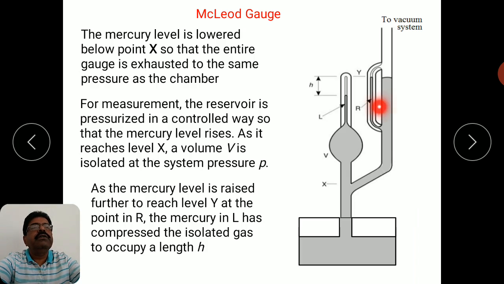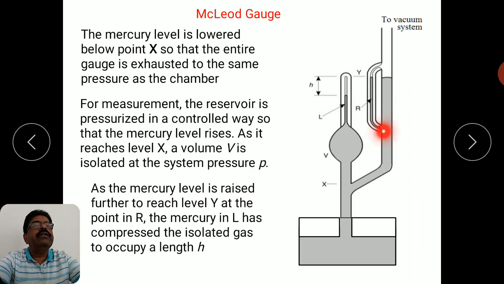In this tube R, the mercury level in L has also compressed the isolated gas to occupy a length H. So this gas is compressed to whatever the space available in this tube having height H; to that level this isolated gas will be compressed. And on this side you can see the mercury level rises in the right limb up to the mark at point Y.